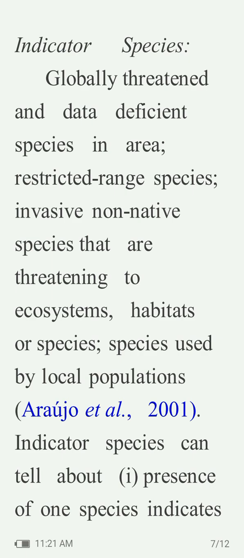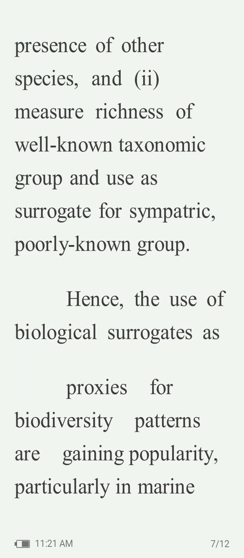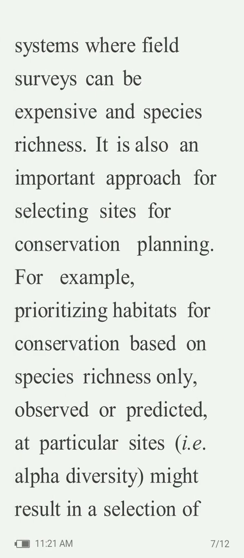Indicator species can tell about the presence of other species, and they measure the richness of well-known taxonomic groups and are used as surrogates for sympatric poorly known groups. Hence, the use of biological surrogates as proxies for biodiversity patterns is gaining popularity, particularly in marine systems where field surveys can be expensive and species richness is high.